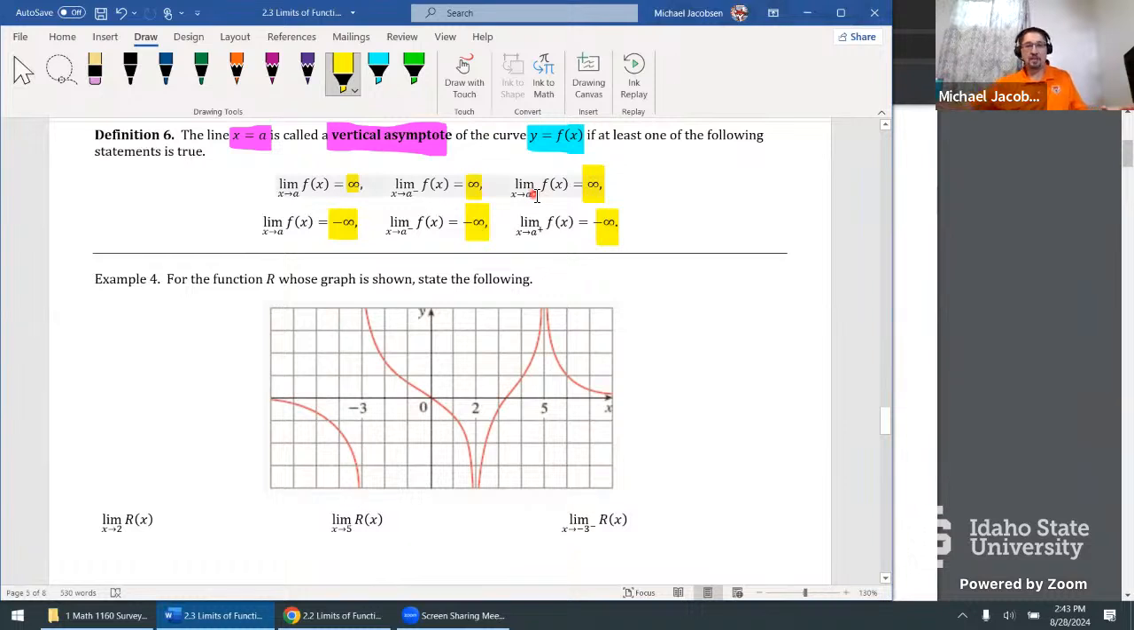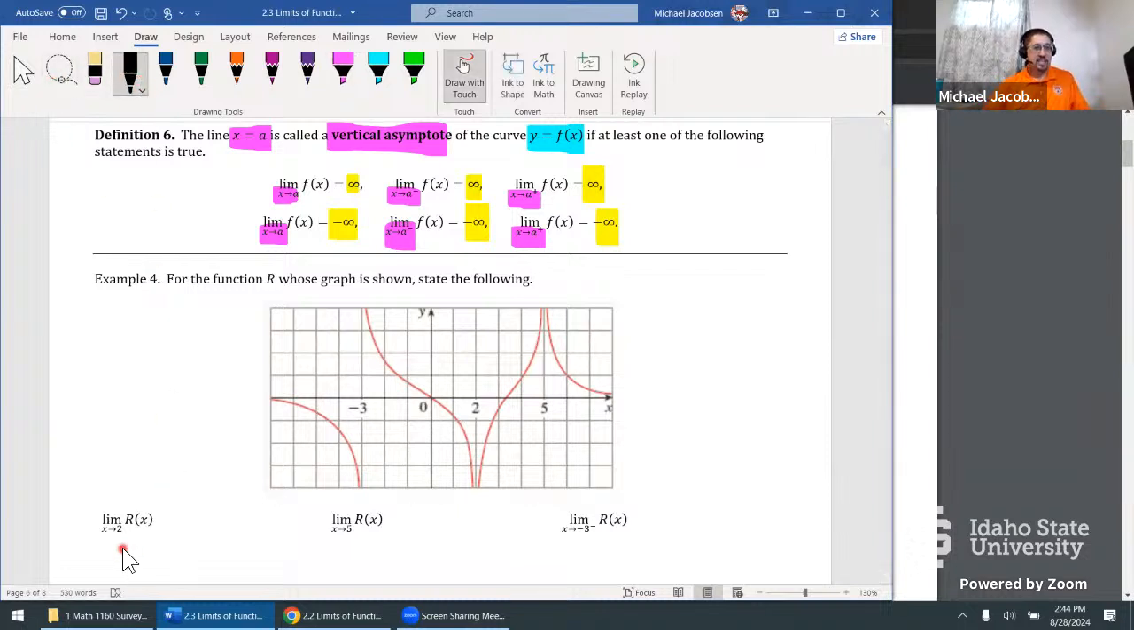So if any one of those limits occurs, and on each one of them, it's the limit as x approaches a, then x equals a has to be a vertical asymptote, like we were seeing in the prior graphs. So with that in mind, example 4 is just another one of those graphical computation problems. Let's do this one as a class and see what we have.